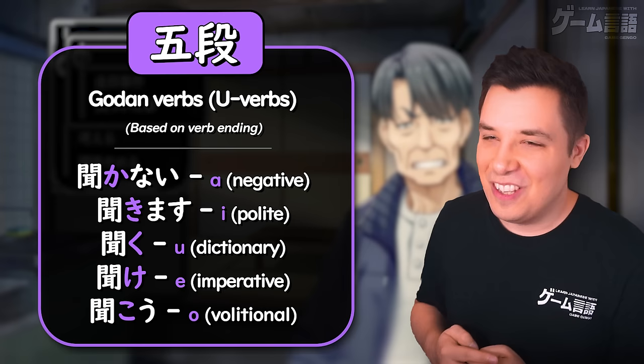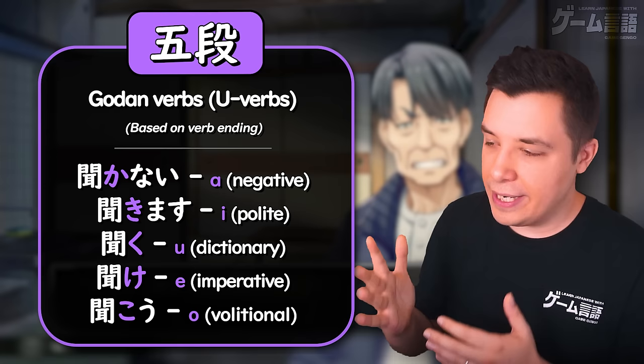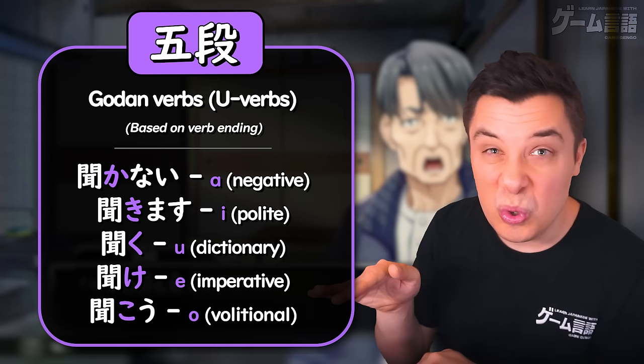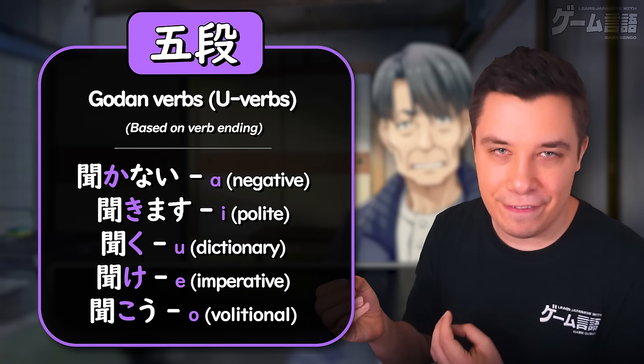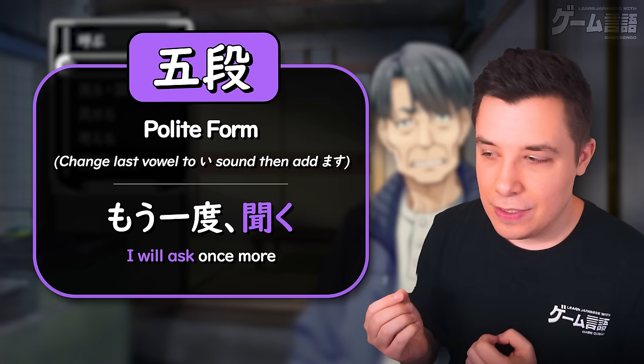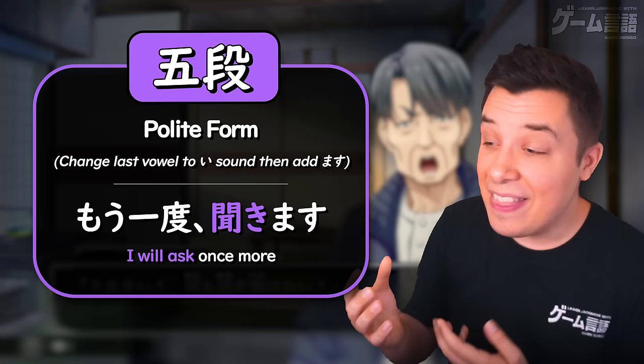Okay, so now we have the polite form for godan verbs. Now, as I said before, it is all dependent on the sound that the verb ends in. Remember, kiku or yogu, shinu, that sound, ku, gu, nu. And it's also connected to those five sounds I told you about. So remember, the next thing is i. This is how you turn it into the masu form. You need to change the final sound into an i sound. So instead of kiku, it's kiki, and then add masu. So kiku, to hear, turns into kikimasu.